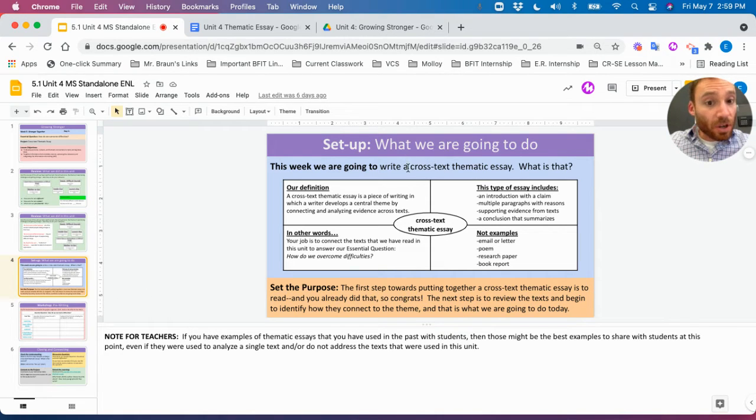It's also helpful to look over the various parts of the word. What does cross-text mean? What does cross mean? What does text mean? What does thematic mean? What does essay mean?